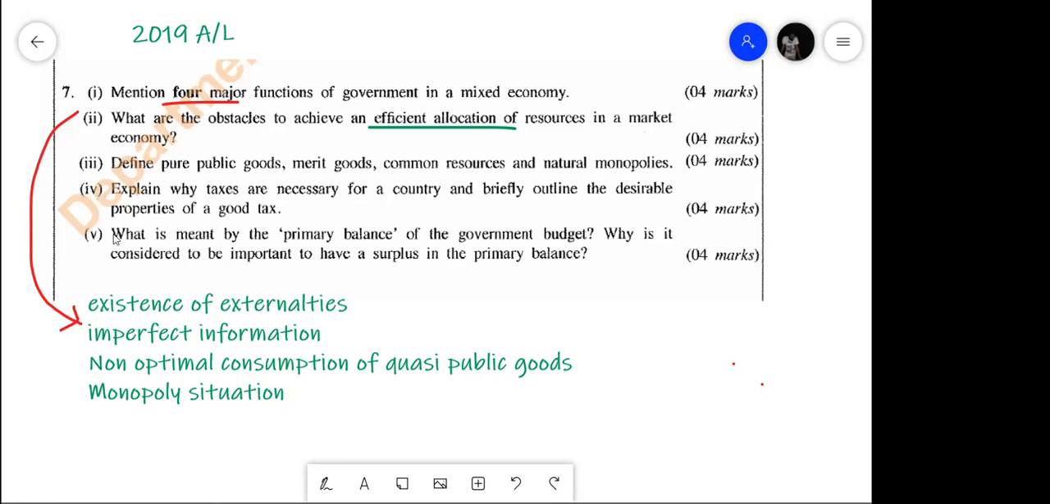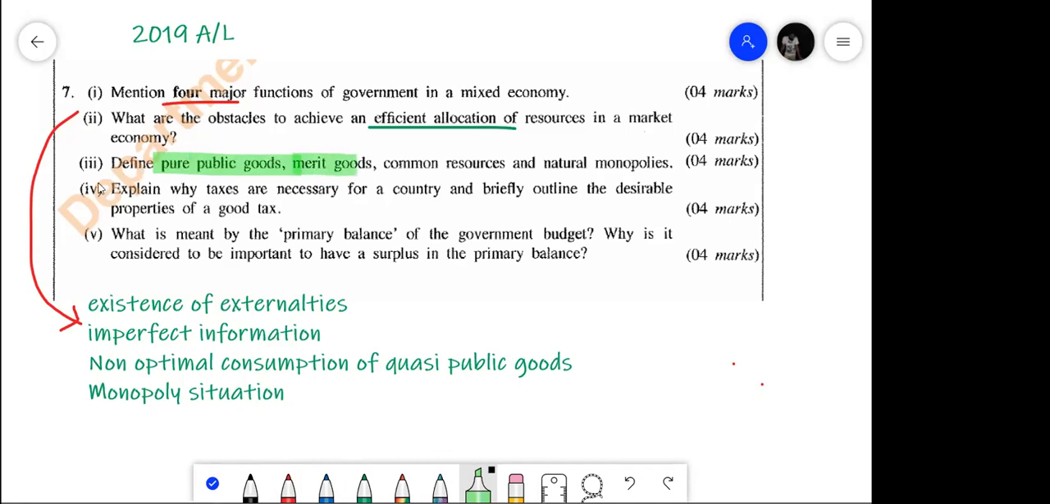Then we'll come to these. Define pure public good. I'm not going to do that, it'll be a disgrace. Merit goods we looked at before, guys: what is a merit good and all of it. Common resources also you can define. When you're defining, go with the characteristics, like excludability and rivalry. Don't cook up nuances from elsewhere. Then, guys, what is a natural monopoly?